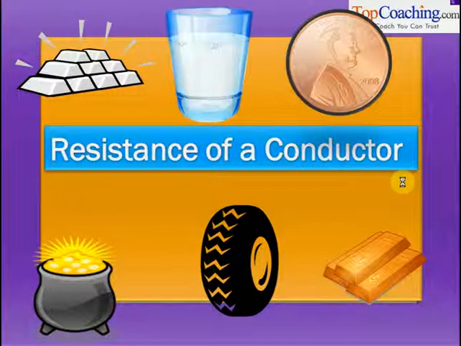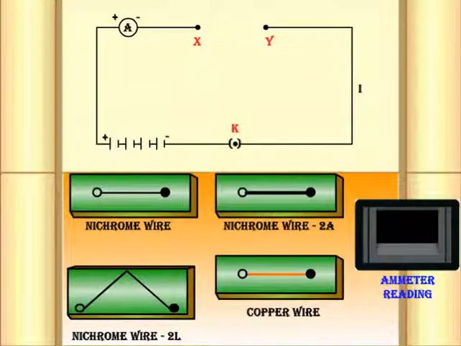First of all, to understand the resistance of a conductor better, let us conduct a simple experiment. Here, this is the experiment that we will conduct to understand how the resistance of a wire depends on different factors. To conduct this experiment, we have taken a circuit that consists of an ammeter, a battery and a key. Here's the circuit. Now, we have four components in the circuit.